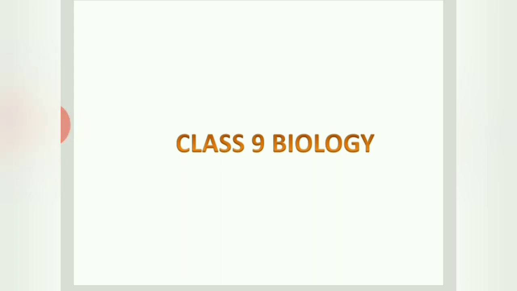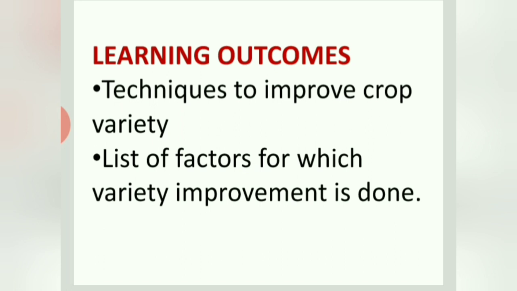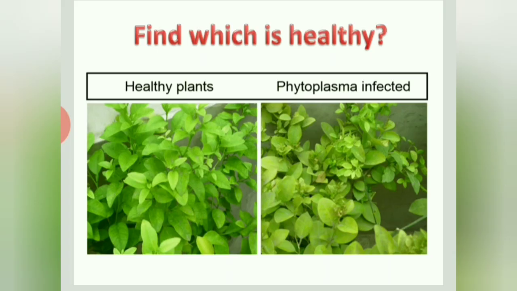And successfully, we have completed 3 sessions of Class 9 Biology, Chapter 15, Improvement of Food Resource. Now we are here to learn session 4. Let us see what the learning outcomes are, what we are going to attain through these topics. First one, techniques to improve the crop variety. Second one, the list of factors for which crop variety improvement is done.